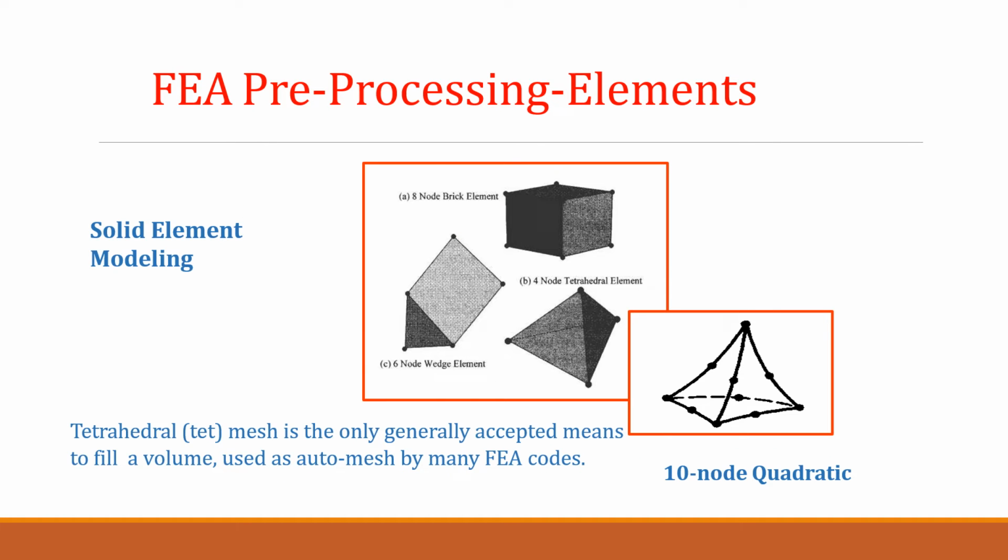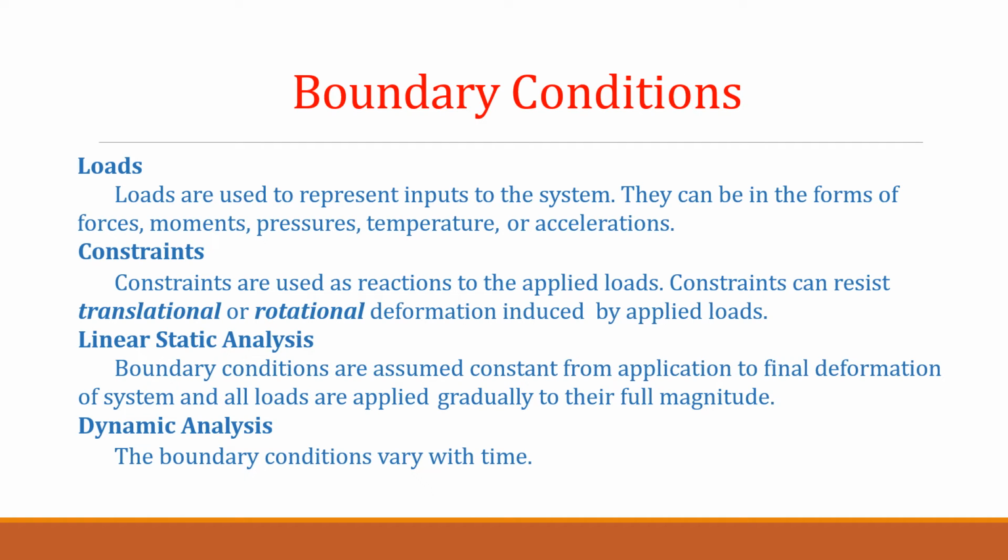Then we will move into the solid element modeling. In tetrahedral mesh, the only generally accepted means to fill a volume is by using auto mesh. By using many FEA codes, we can generate these 10 noded quadratic or 4 node tetrahedral elements. The purpose of filling this volume is to generate more nodes and more elements to get more accurate results. The next step is applying boundary conditions, loads, and constraints.